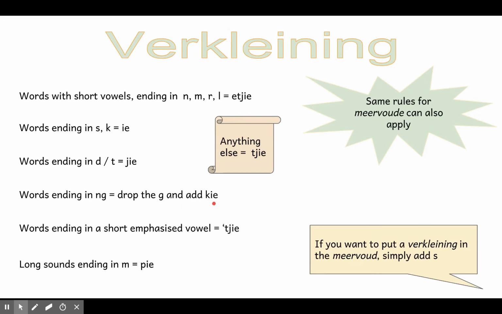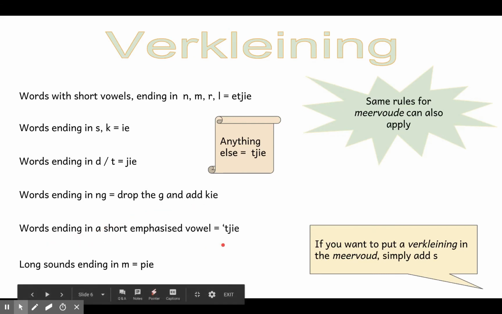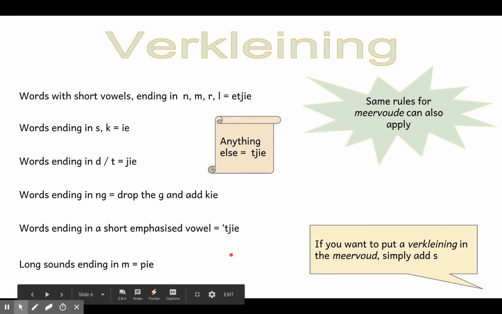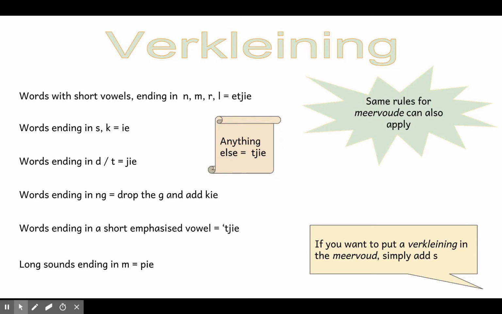Words ending in NG, drop the G and add a KIE. Learn this one. It's just one rule. Learn it. Words ending in a short emphasized vowel, you add an apostrophe TJIE. Don't just add an apostrophe TJIE to anything. Add an apostrophe only when the word ends in a short emphasized vowel. Ma, pa, voetu. The emphasized vowel is at the end, then you add your apostrophe TJIE. Long sounds ending in M, add your P: boompie, stroompie, and so on. It's only a few of them. There's not a lot. It's boompie and stroompie and probably one I can't think of now.